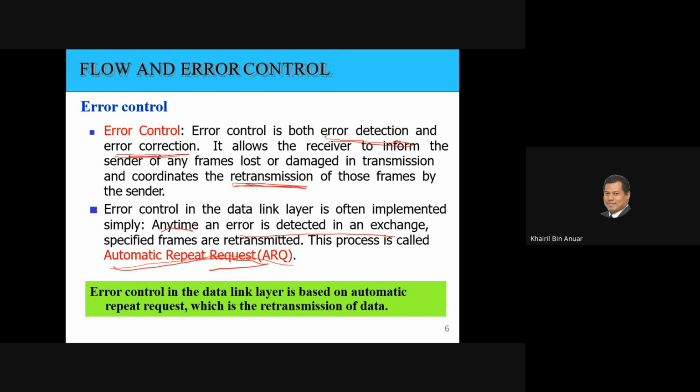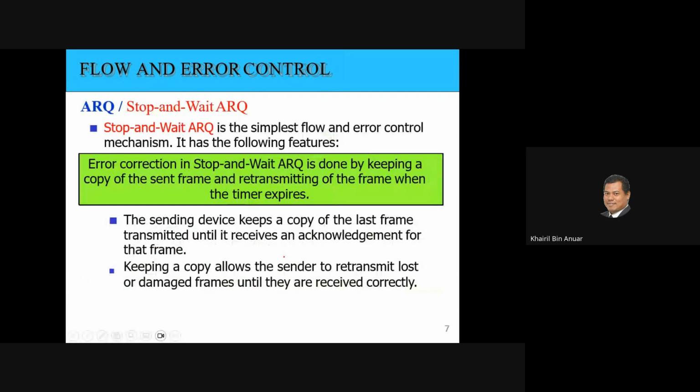So this one you can implement in the data link layer. When any error is detected, a specific frame is retransmitted in order to make sure that you receive the message without any error. So error control in the data link layer is based on automatic repeat request, which is the retransmission of data. The basic one is that when a packet is detected as an error, you have to retransmit.